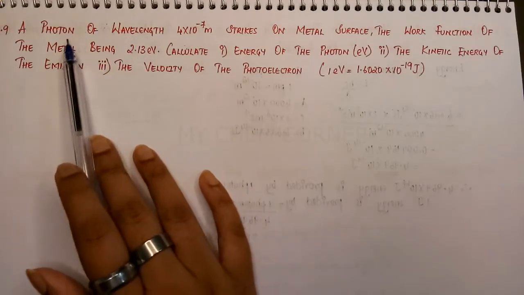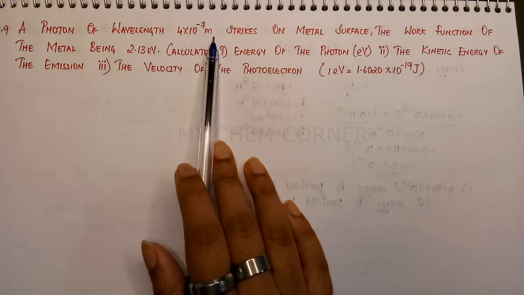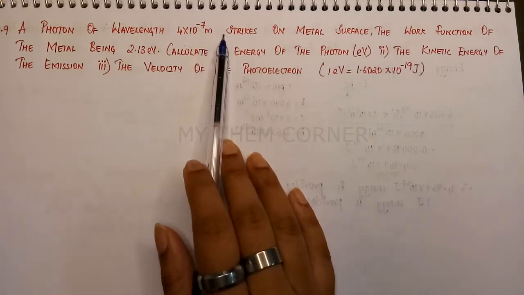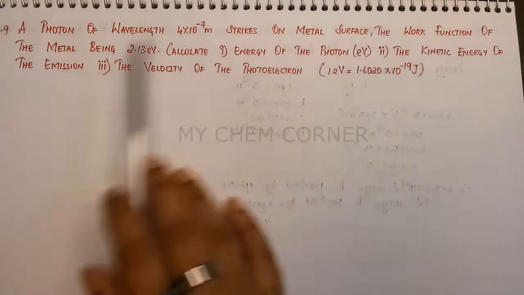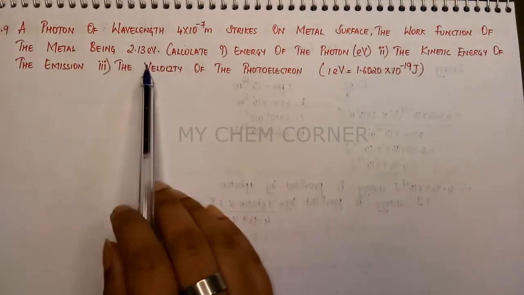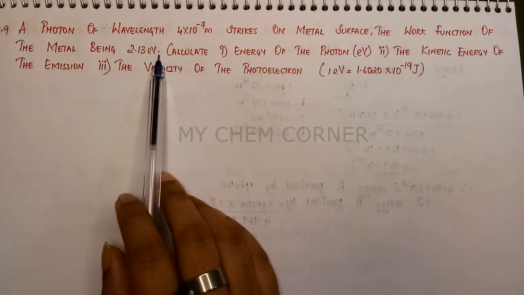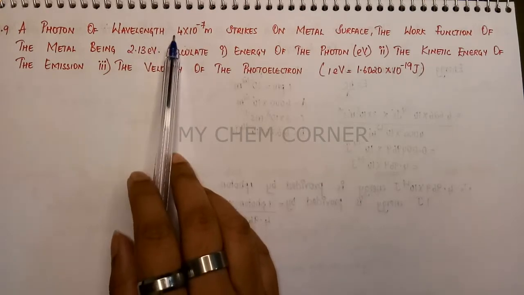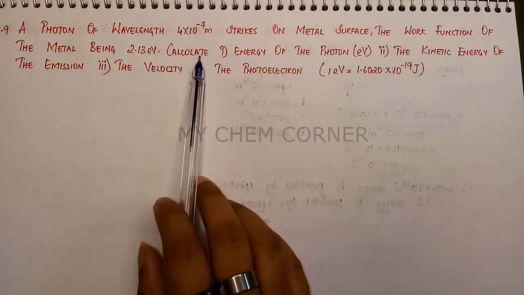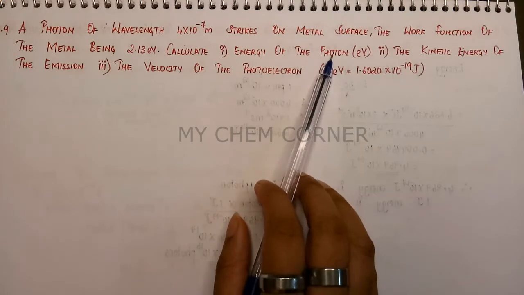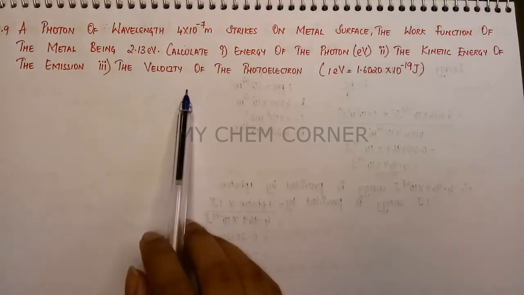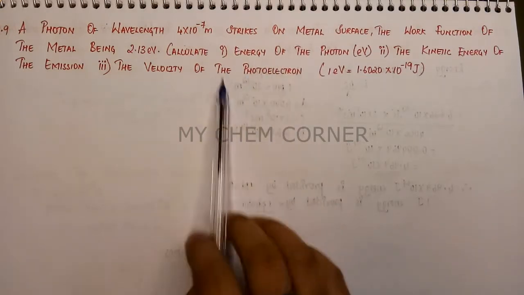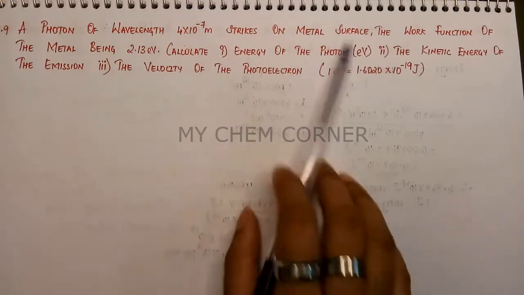Next question is a photon of wavelength 4.4 × 10^-7 meters strikes on the metal surface. The work function of the metal being 2.13 electron volt. Calculate energy of the photon, kinetic energy of the emission, and velocity of photoelectron. That is what is asked in this.